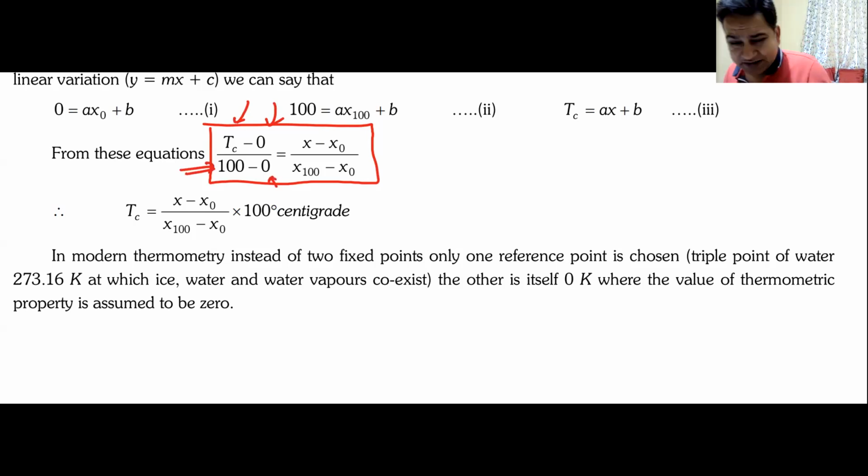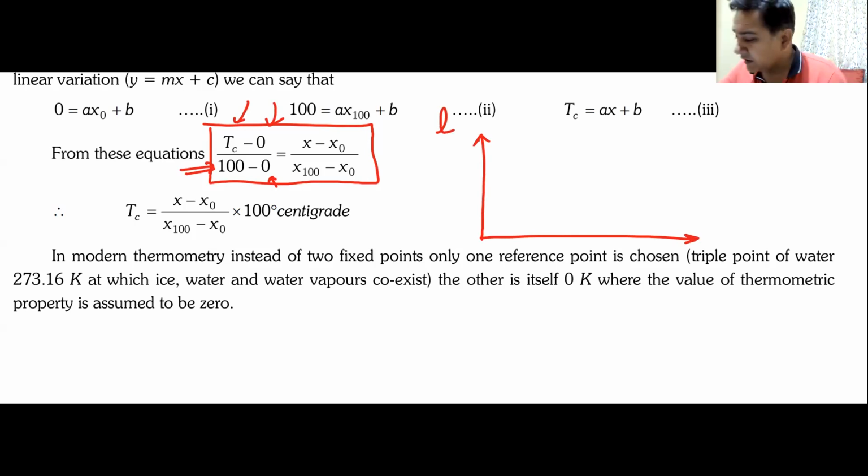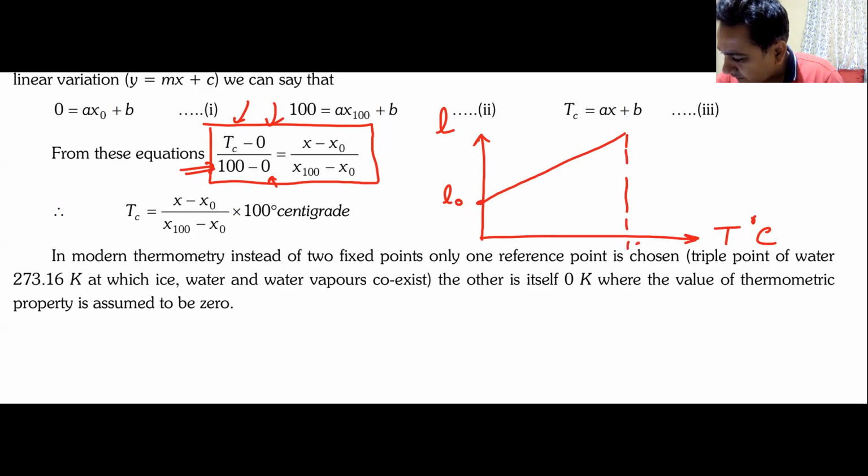So basically what I'm saying here is, if I have to draw it in terms of a graph, this is the graph. This graph is drawn between the length of the column L, how much mercury is there, and the temperature in degrees Celsius. Now, at 0 degrees Celsius, it will have some value. So this is the length at 0 degrees Celsius. At 100 degrees Celsius, there will be some length corresponding to it. I call it L100. So I have found out this L0 and L100.